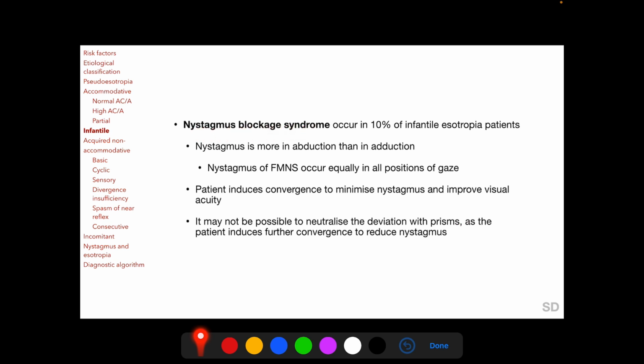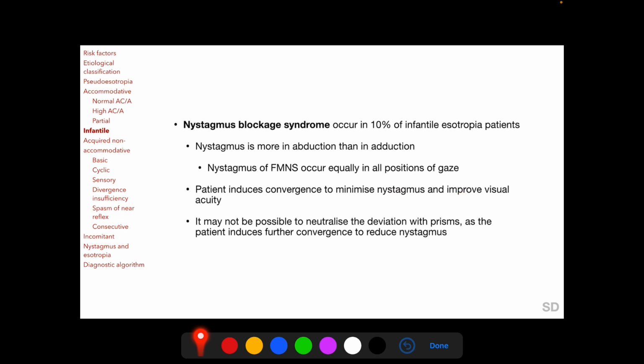Nystagmus blockage syndrome is another associated feature of infantile esotropia, which can occur in up to 10% of patients with infantile esotropia. In nystagmus blockage syndrome, each eye has nystagmus more when the eye is abducted than when the eye is adducted. In contrast, nystagmus of FMNS or latent nystagmus occurs equally in all positions of gaze. Because of this increased intensity of nystagmus in abduction compared to adduction, the patient induces convergence to adduct both the eyes so as to minimize the nystagmus and thus improve visual acuity.